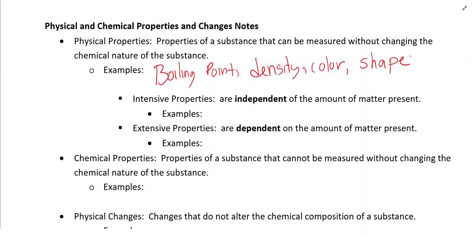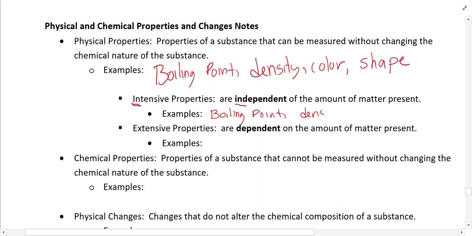Intensive are physical properties that are independent of the amount. Notice how both start with an IN. So an intensive property would be something like the boiling point. So regardless of the amount you have, if it's the same chemical substance, it's going to have the exact same boiling point or melting point. Its density will stay the same, as well as its color.